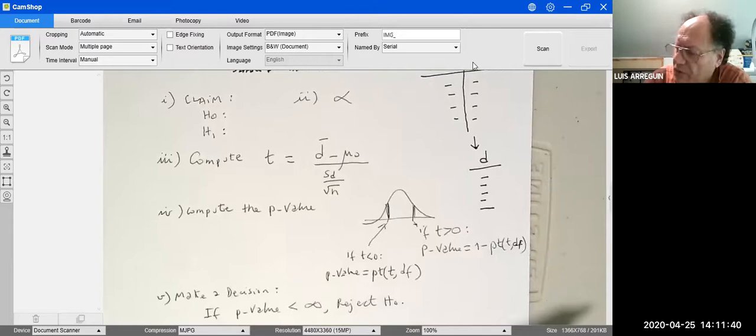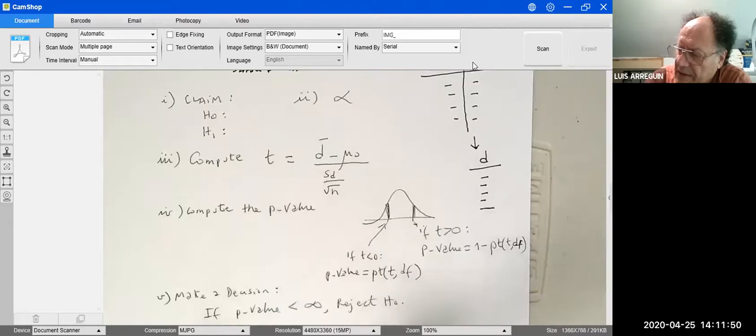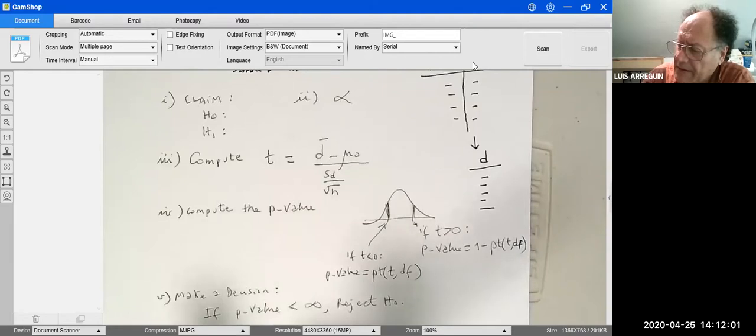Remember, we have two ways to make the decision. Either you compute a p-value or you compute critical values, and then you see whether the value that you obtain here is within the interval between the minimum and the maximum critical values, or outside. If this statistic is inside the interval of the minimum and maximum critical values, then you are in favor of the null. Otherwise, you need to reject the null.